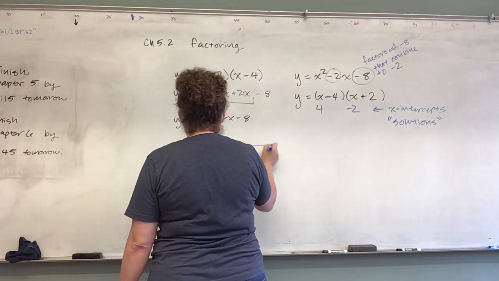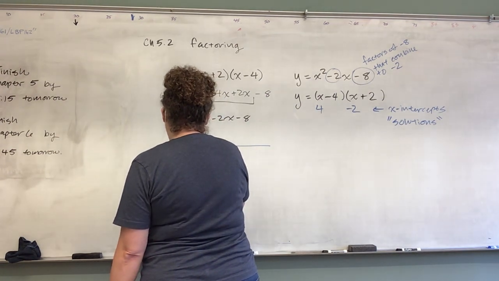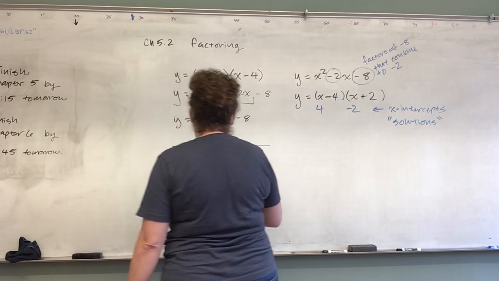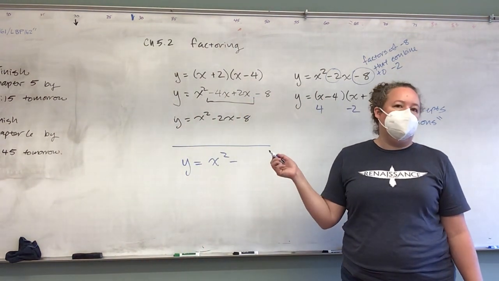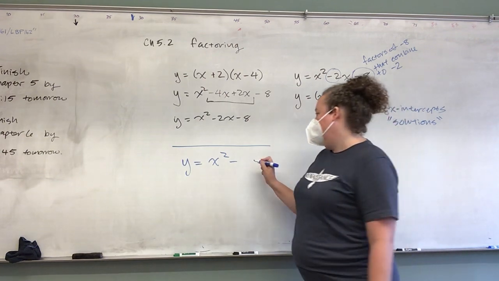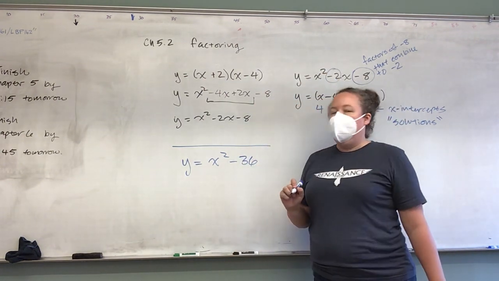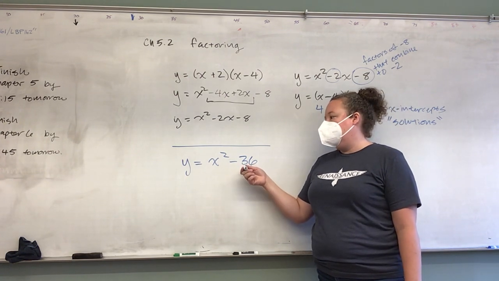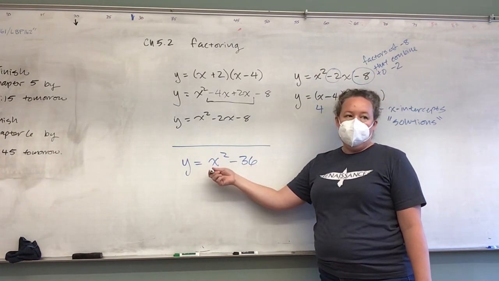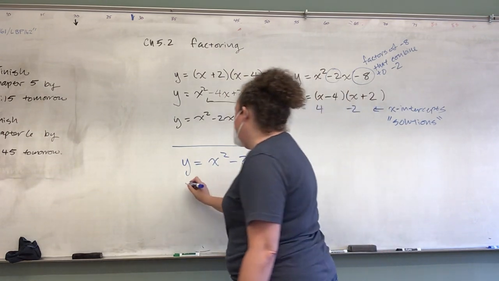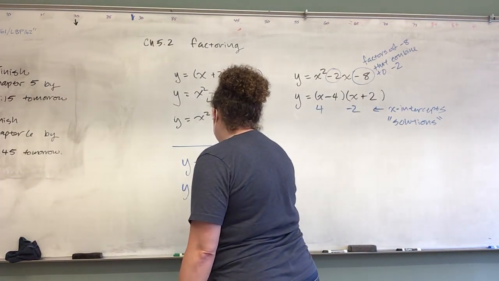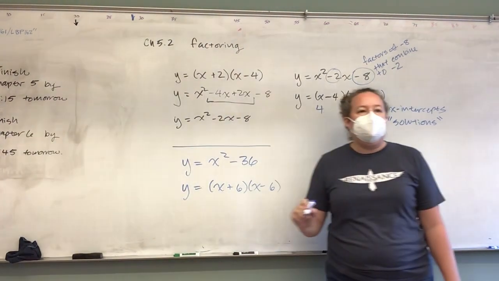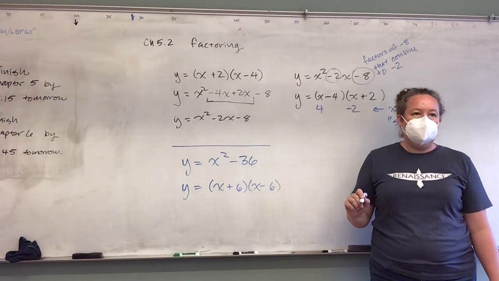Let's say that we have y equals x squared minus, does somebody have a favorite square number? 36. So this is called the difference of two squares because we're subtracting one square from another square. And this is very easy to factor because it's just going to be x plus 6 times x minus 6.